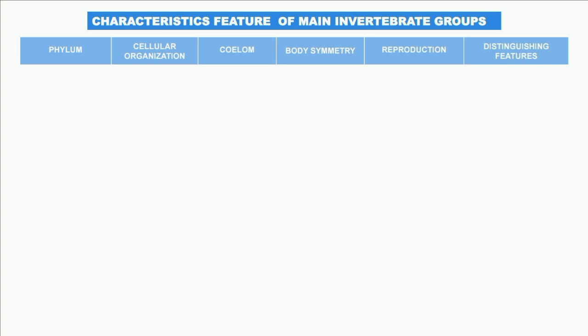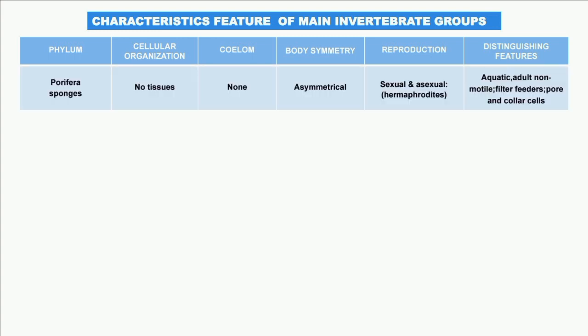For example, the first phylum we will talk about is phylum Porifera. An example of Porifera is sponge. Cellular organization: there is no true tissue. Coelom: they have no body cavity. Body symmetry: their body is asymmetrical. Reproduction: they reproduce sexually and asexually. They are hermaphrodites, which means one individual has both male and female reproductive organs.